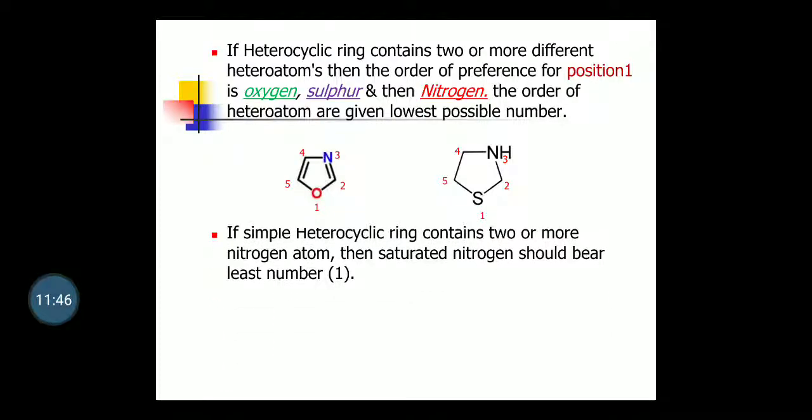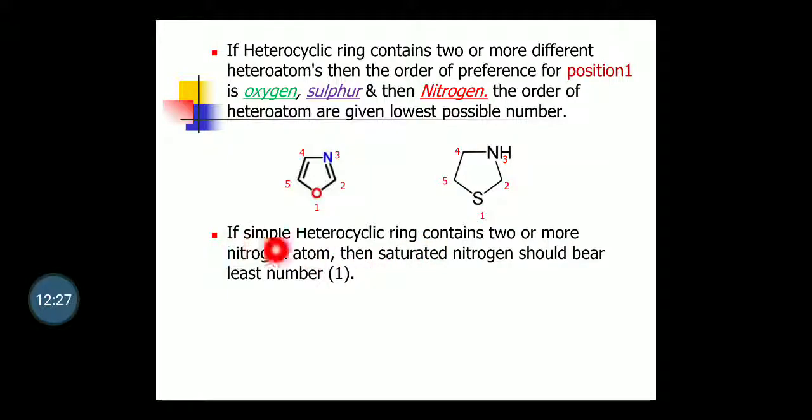And this is the last rule. If the simple heterocyclic ring contains 2 or more nitrogens, then the saturated nitrogen should bear the lowest number, that is, position 1 will be given to the saturated nitrogen. In the previous examples we saw two heteroatoms, nitrogen and oxygen, and sulfur and nitrogen. Position 1 is decided by this order, OSN: oxygen, sulfur and nitrogen.